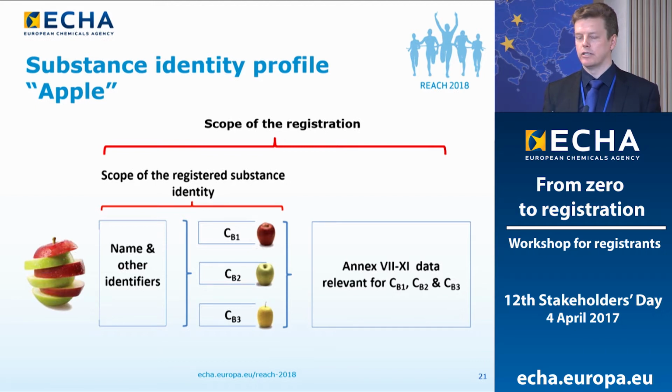So in this case, the registration is for apple, but there are many different shades or origins of apple, but they're still all apples. And you can see you have the red, the green, the yellow. You can compare this to different compositions of, say, a monoconstituent substance A, or something like ethanol. They're all ethanol, but they have maybe different purities, different impurities. And the important thing here is that the hazard data fits to all three. So the substance identity profile is a way of transparently reporting the scope of a registration for which the hazard data fits to all.